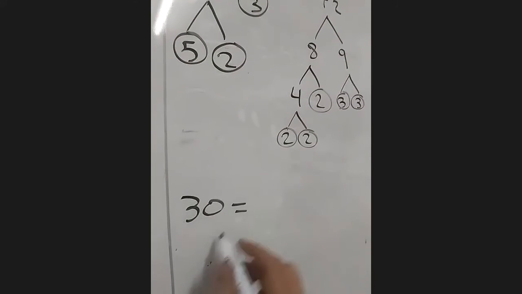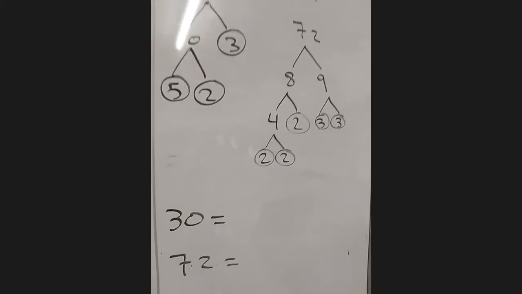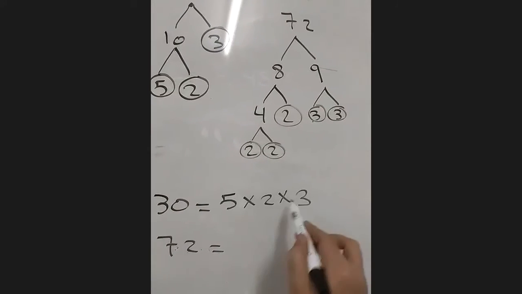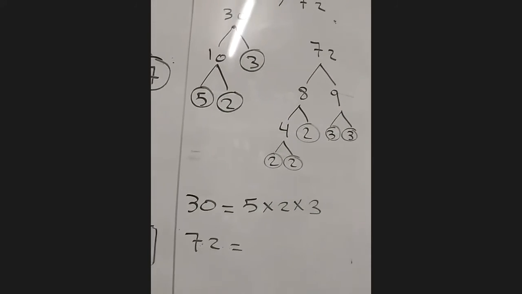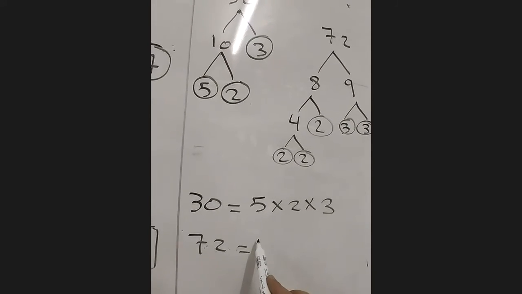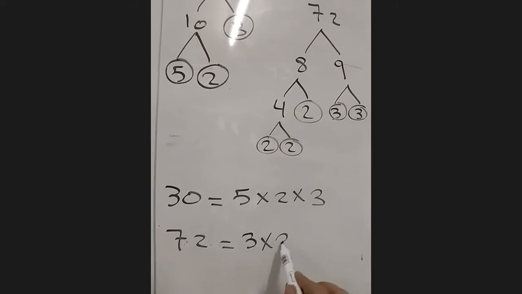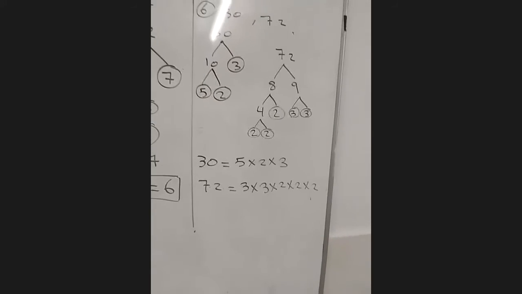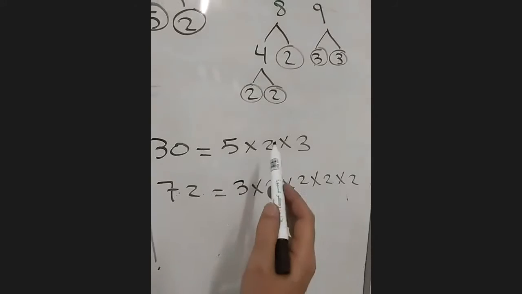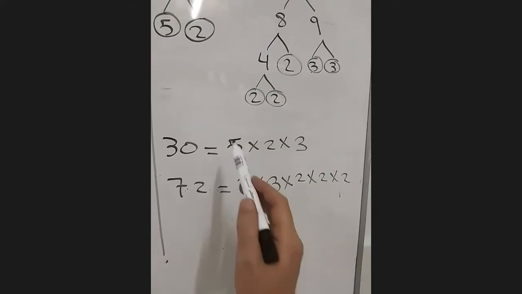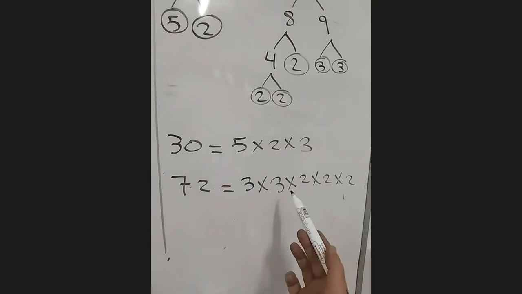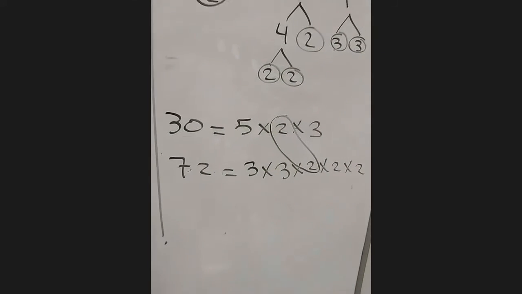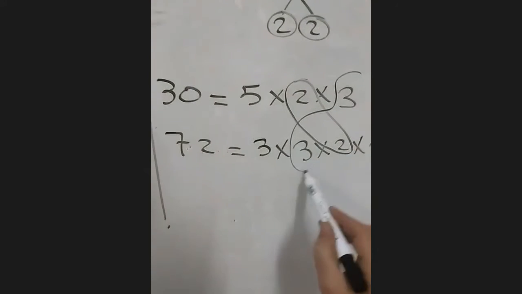Tell me. The 30 equals 5 multiply 2 multiply 3. The 72 equals what? 3 multiply 3 and 2 multiply 2 multiply 2. Good. Now the common ones. Do we have 2 or 5 down here? Yes, 2 and 3. And 3 only, right?